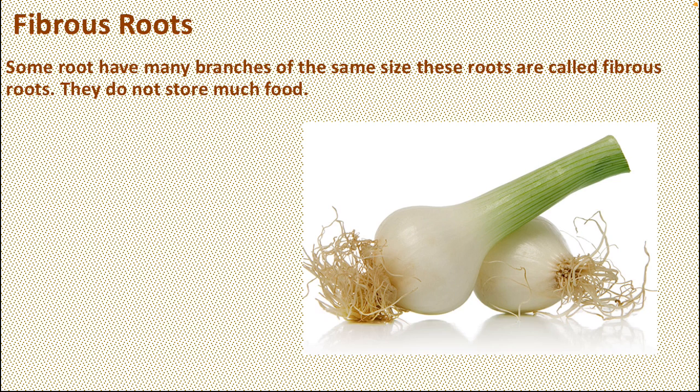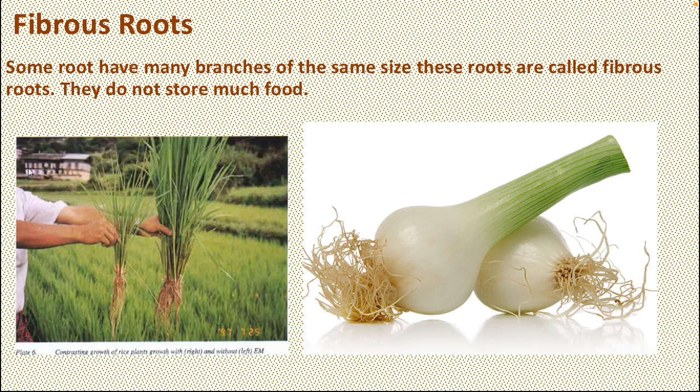Now come to the fibrous root. Some roots have many branches of the same size. These roots are called fibrous roots. They do not store much food. Now you can see this in the picture. This is the green onion, and you can see how the roots look. It's totally different from the taproot.